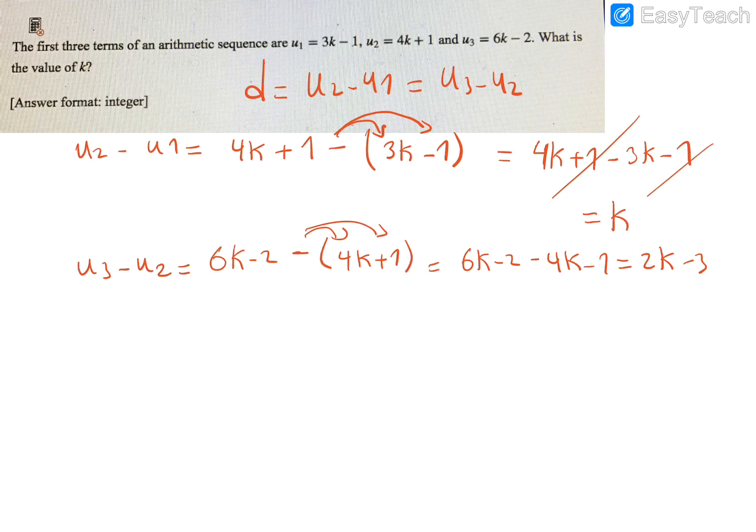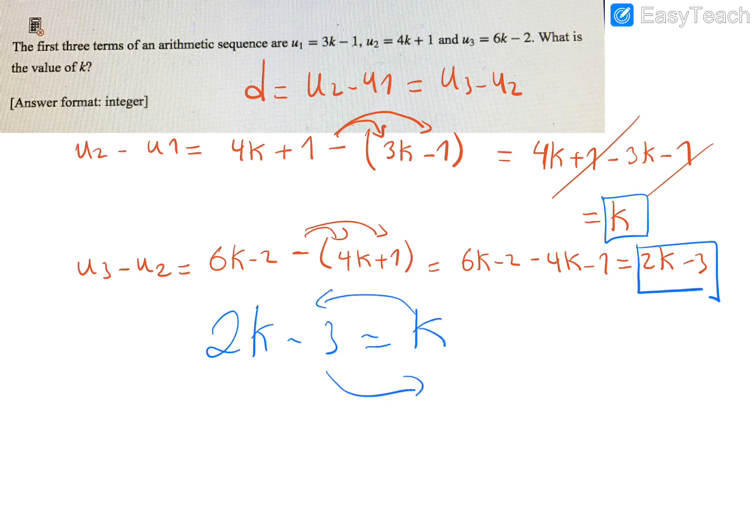So what we are saying is this: if they are the same, I can find the value for k. These two are the same. Basically, 2k minus 3 is the same as k. Then if I move this here and this one to the right, then k becomes 3. That's it. And in the answer format, they say put this as an integer, so I'll put it as an integer.